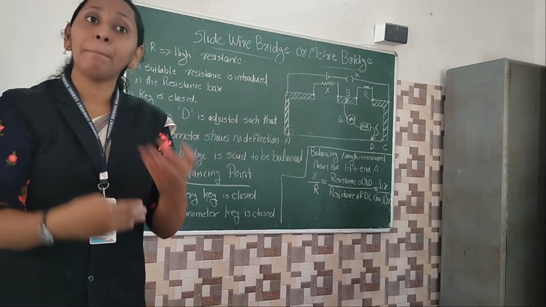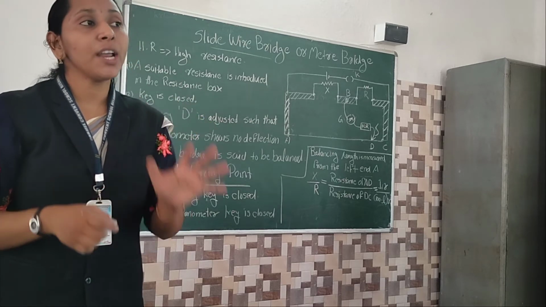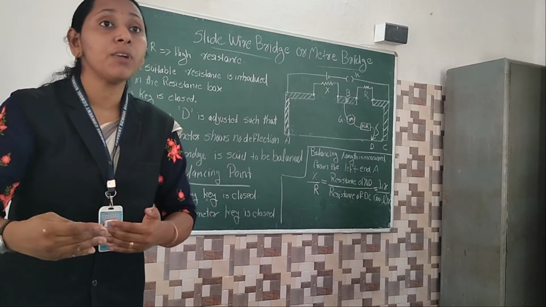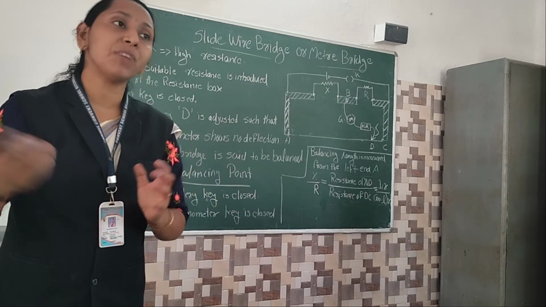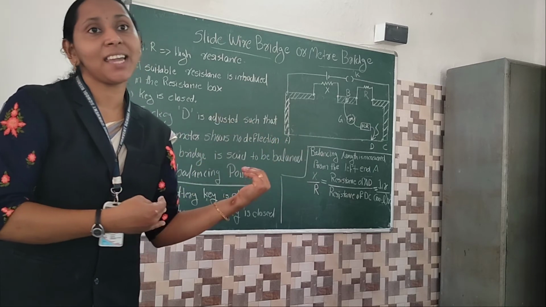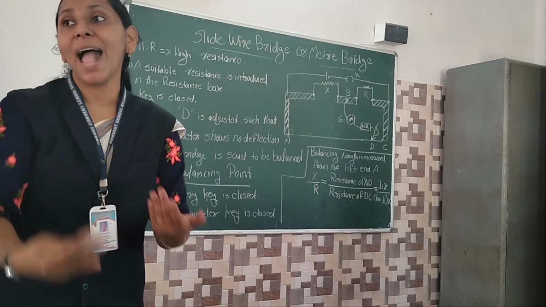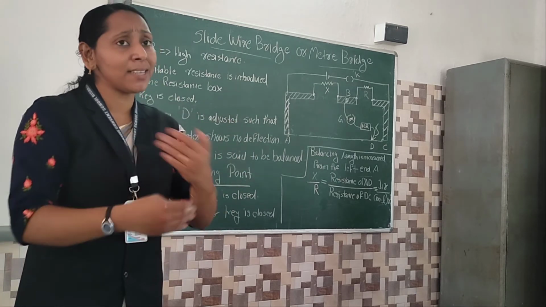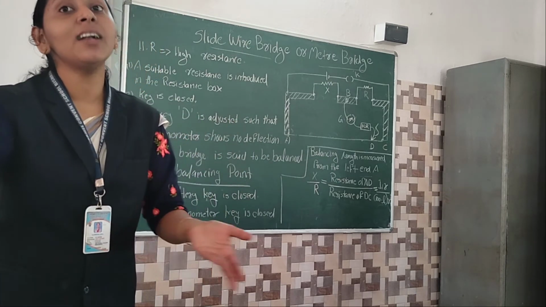What is the purpose of the meter bridge? We already studied. Meter bridge is an advanced version of Wheatstone bridge. What is the purpose of Wheatstone bridge? To find out the balancing point. So here also what do we want? We want to find out the balancing point. Clear everyone? But the method of finding the balancing point is different.